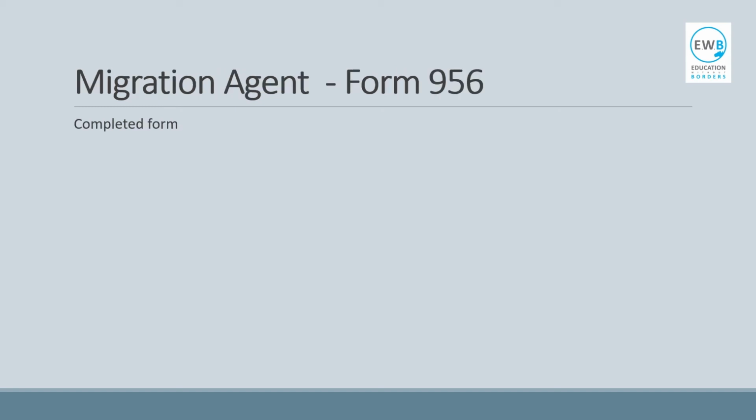If you are going to use a migration agent, you will need to complete a form 956 and ensure that this is completed successfully. That way, what you're doing is providing the authority for the migration agent to work on your behalf to finalize your student visa application.